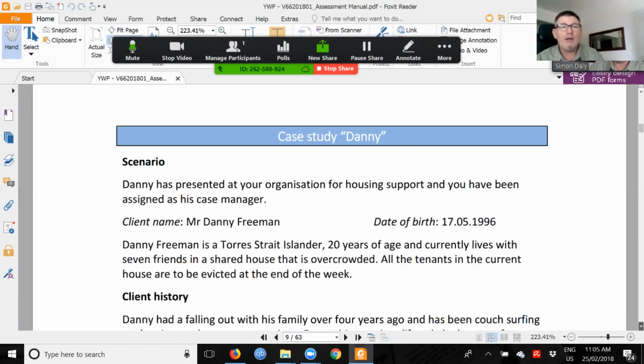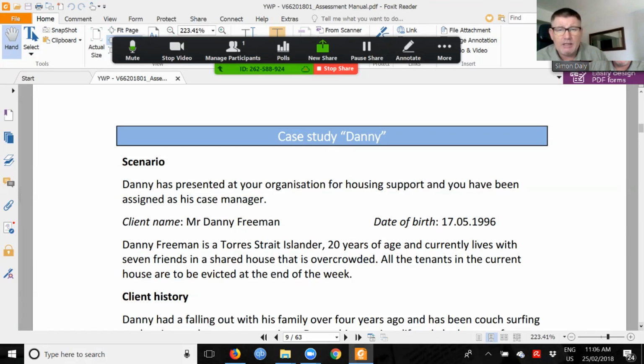Right, scenario. Danny is your client. So Danny is Danny Freeman. He's presented looking for housing support. So he's saying he's homeless, and you've been assigned as a case manager. Date of birth, 17th of the 5th, 1996. So as of now, he's about 22. Still a young person. 22, you think, oh, is that a young person? Yeah, until about the age of 25, he can be classified as a young person.